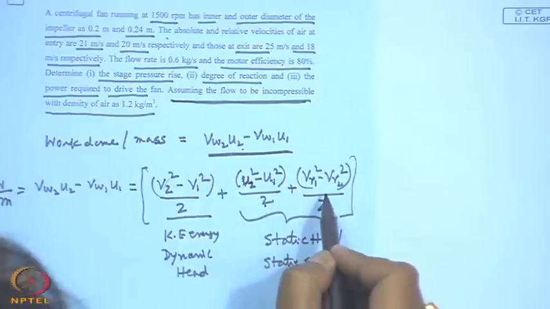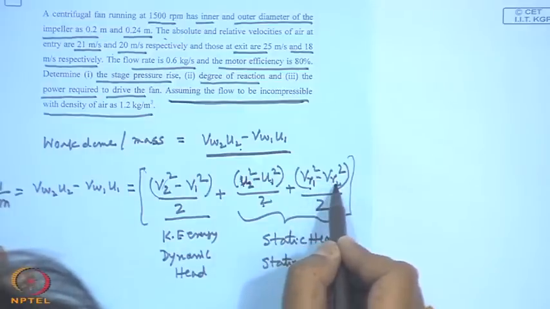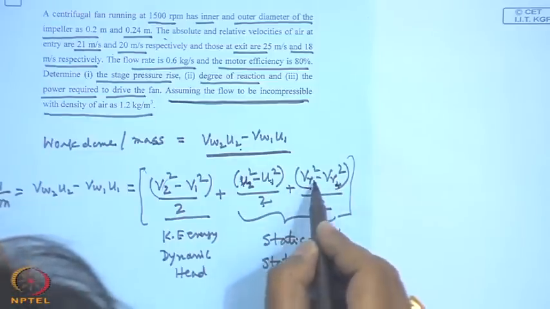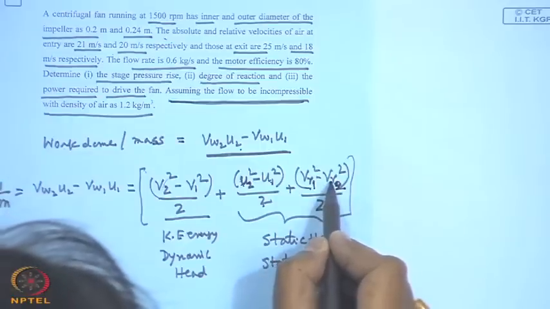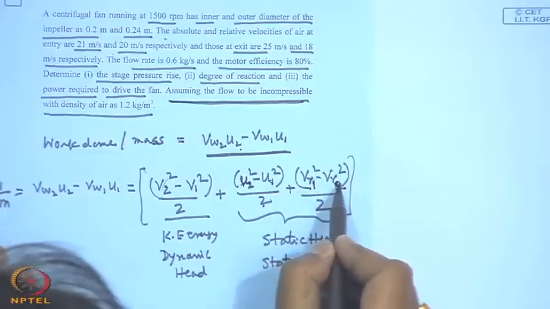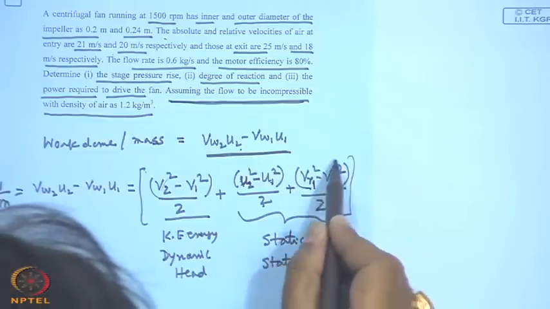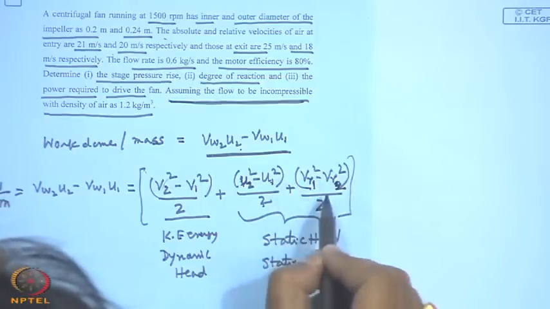Similarly, the change in static pressure, because of the change in the relative velocity, is another part of the diffusion. That means the change in relative velocity takes place where VR1 is more than VR2. That means VR2 is less than VR1. So the passage is made in such a way that VR2 is less, a diverging passage, for which the pressure is gained.